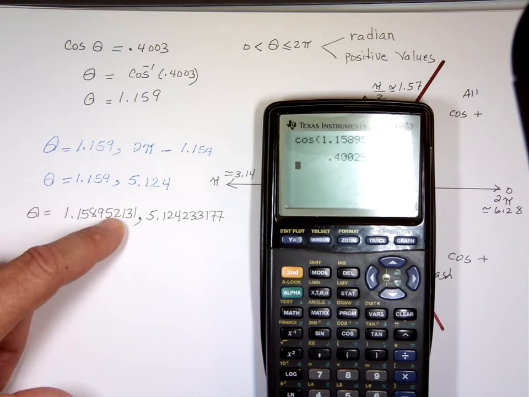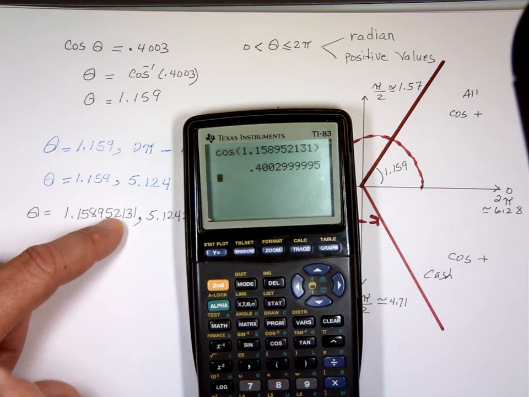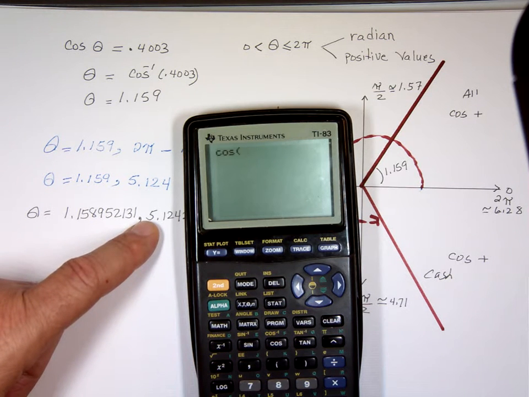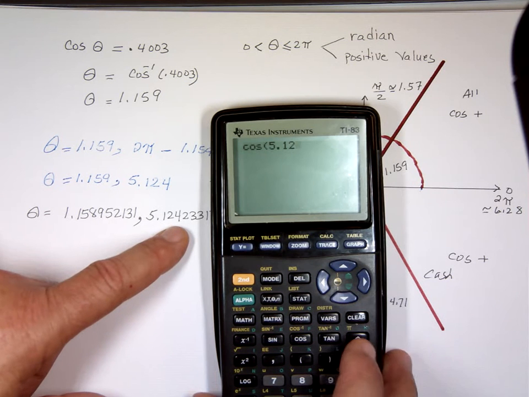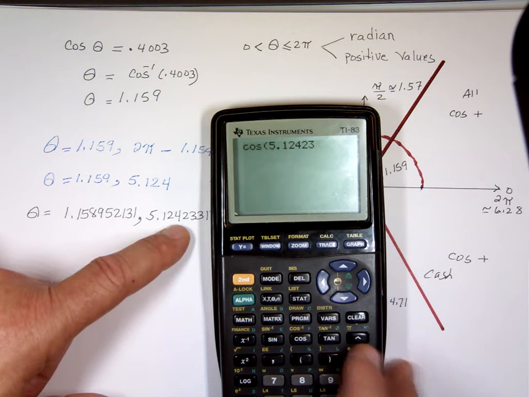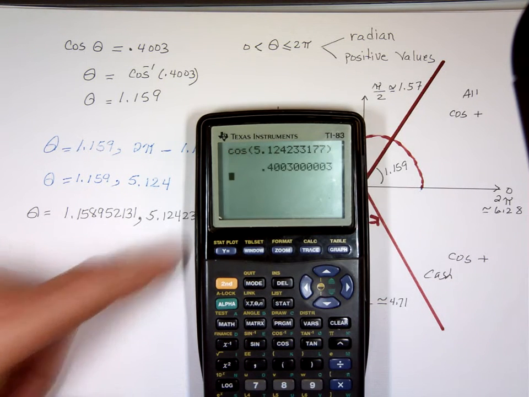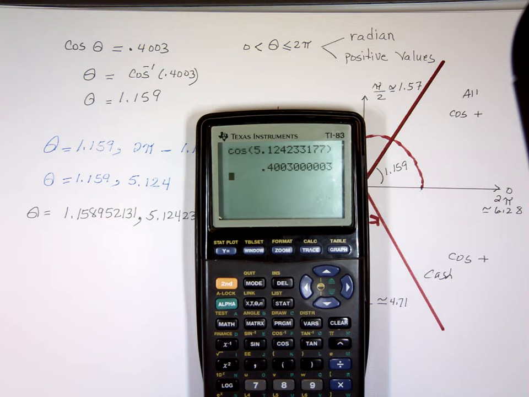0.4003. Notice 299999999. That's a 3. Can you see it? And if I use the other number, cosine 5.124233177, 0.400300000003. Those are the two angles that have a cosine equals 0.4003.